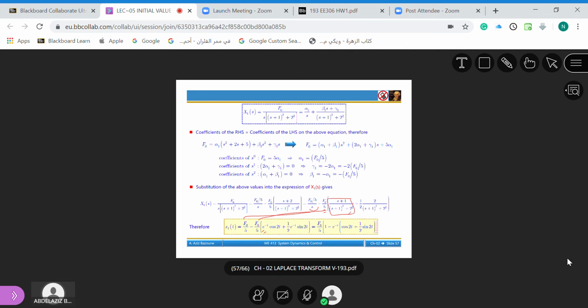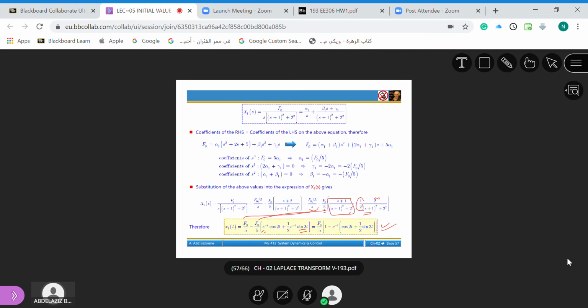So exponential minus t cosine 2t, and then plus half. This is omega, so this one will be exponential minus t sine 2t. And this is the solution of x1. F naught over 5, if you take f naught over 5 common, it will be 1 minus exponential minus t cosine 2t plus half sine 2t. This is x1 only. We did not find the total solution.